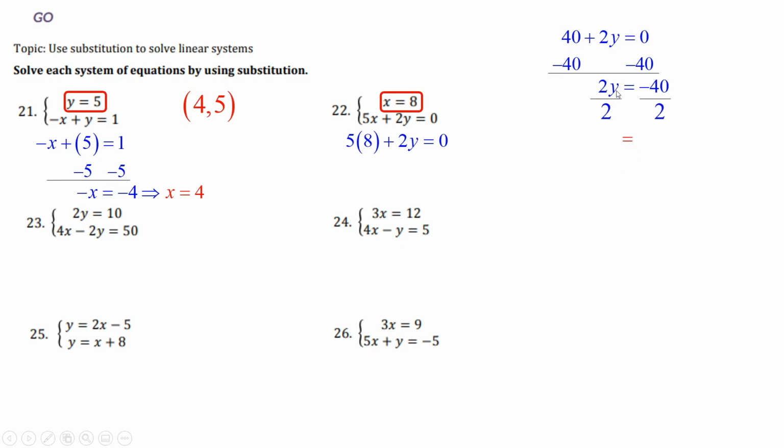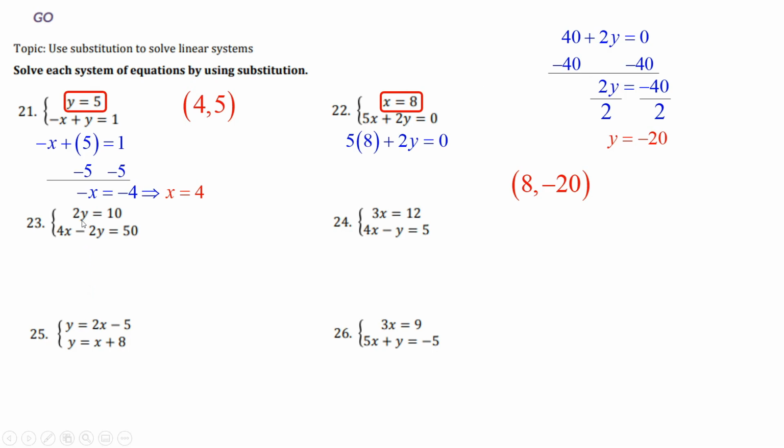2's cancel on the left, so we get y equals, and a negative over a positive is negative. 2 goes into 40 20 times, negative 20. So now we have a y-coordinate of negative 20. And what's our x-coordinate? Well, they told us x equals 8. So this is the point where these two lines, this vertical line and this oblique line, would intersect. I promise, this is cool.